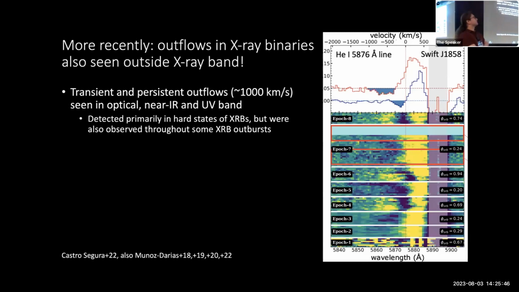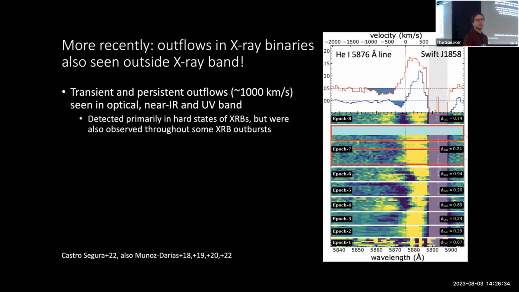But recently, there has been this quite surprising discovery also of outflows in X-ray binaries, but not in the X-ray band. There have been detections of outflows with similar velocities of about 1,000 kilometers per second in X-ray binaries, but seen through optical, near-infrared, and UV band lines. Here on the right, I'm showing an example from the helium-1 line in the optical band in Swift J1858. And what you can see is like a P Cygni profile with a strong blue shifted absorption with a velocity of up to about 1,000 kilometers per second, and a strong emission red wing.